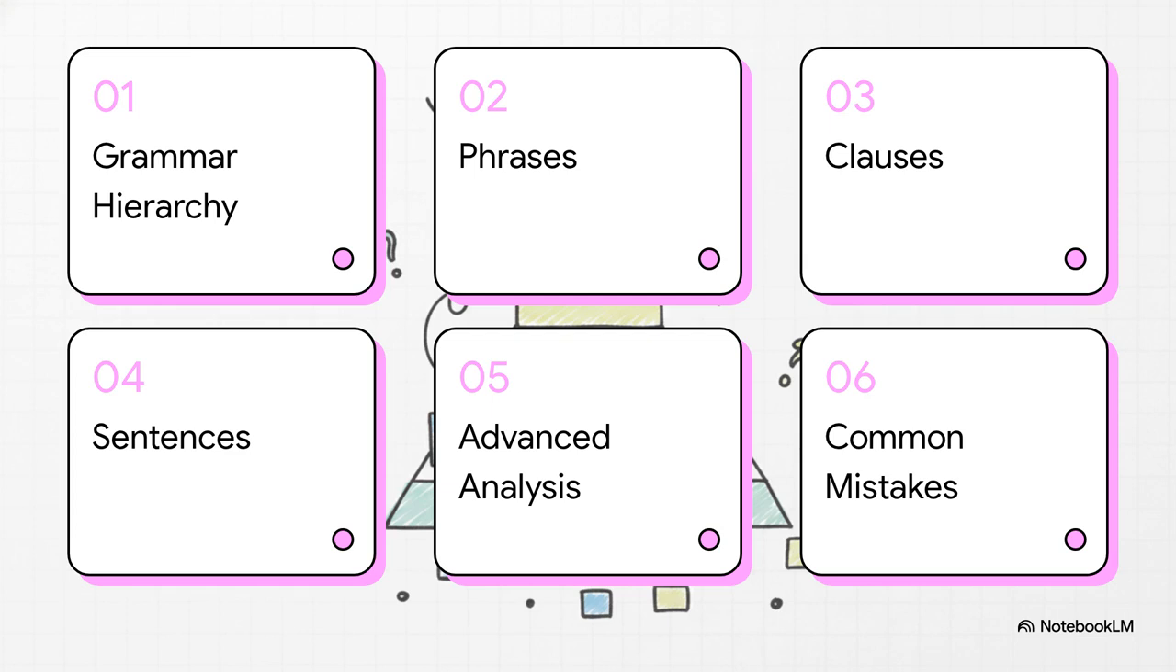1. The hierarchy of grammar. 2. Phrases, the basic units. 3. Clauses, subjects, and verbs. 4. Sentences, completing the thought. 5. Advanced C2 analysis. And 6. Avoiding common learner mistakes. Let's get to it.